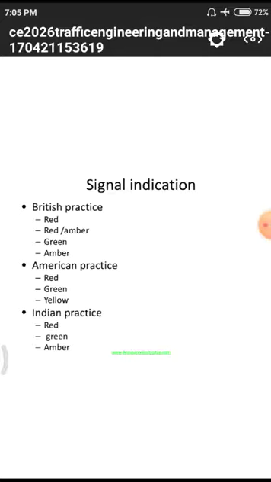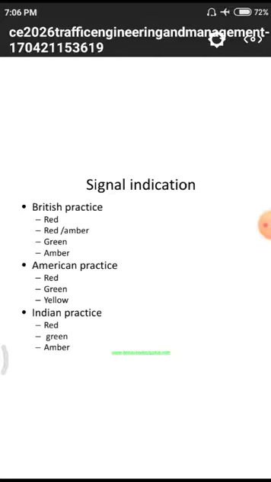Next one, we have the American practice. In the American practice we majorly have red, green and yellow. Red means simply stopping, green means simply moving, and yellow relates to pedestrians. Normally pedestrians are those who are crossing the roads. For those purposes these yellow signals are used, and in some cases for vehicles to move or clear. Those are related to the American practice.